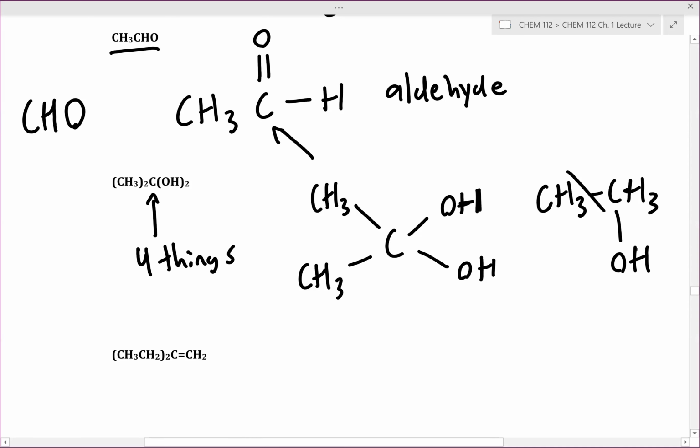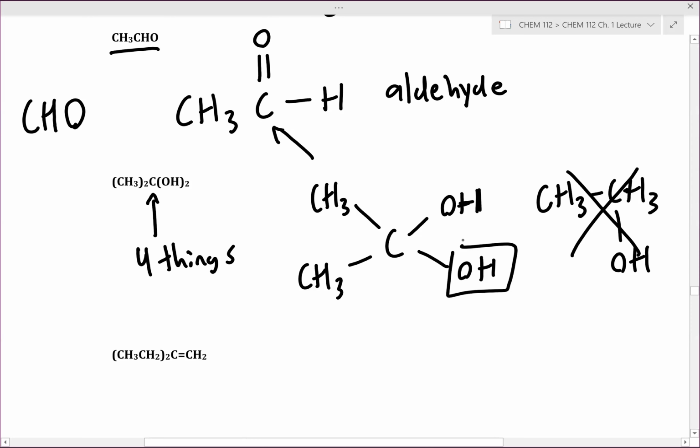Carbon has too many bonds, so it wouldn't work. So anytime you see multiple CH3s, they must be hanging off of your chain or at the end of your chain. Otherwise, you break the octet rule. Does that make sense to everyone? And what do we call this OH functional group? Alcohol.